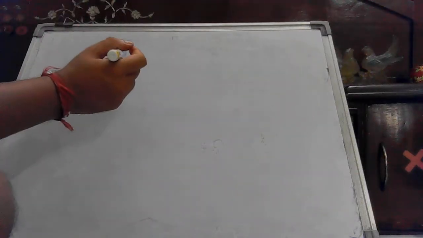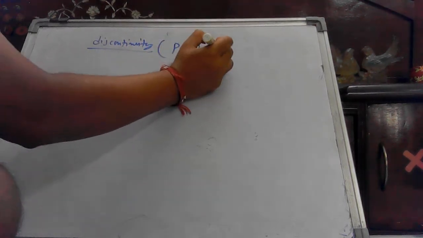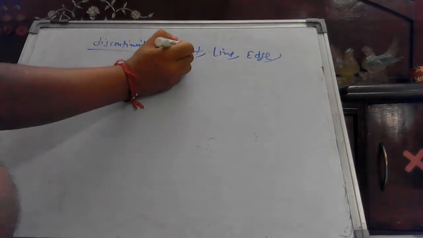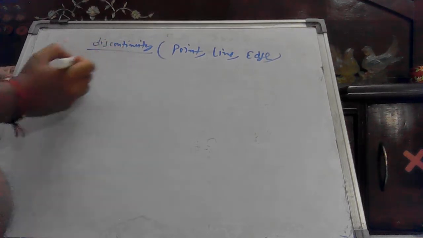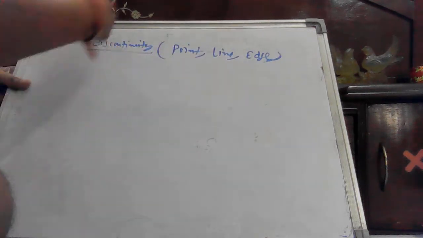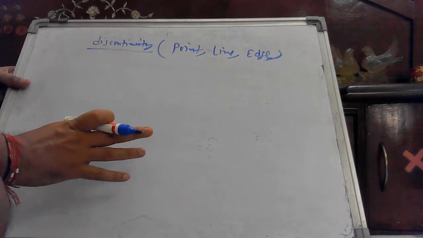First, I will tell you about the point detection mask. We are talking about approaches based on discontinuity. First of all, we will see all the approaches based on discontinuity. We will see point detection, then line detection, then edge detection. Try to understand that this is all about detecting edges or high frequency components in your images.